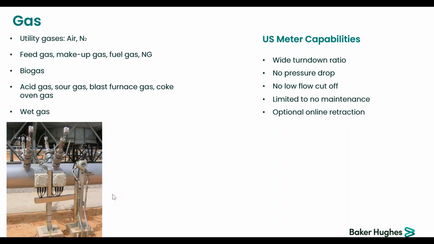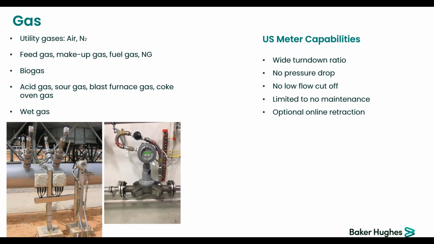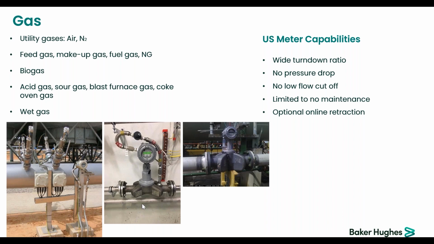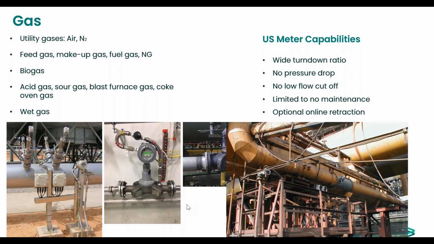The first photo there is on a gas line. It's relatively high pressure, and you can see there are isolation valves and systems for installing and retracting under operations without the need for shutting down the line. This small one here is on a 2-inch line on a biogas application. This one is on a fuel gas line of 8-inch. This one is on a coke oven gas on a steel plant.